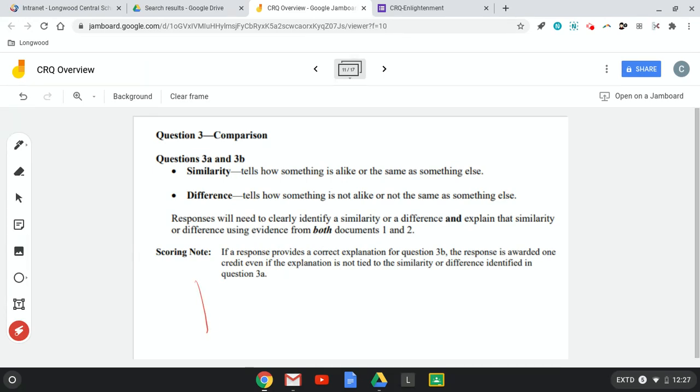That means one. Okay, so you can say something that's similar or something that is different, and that's okay. Just one. You do not have to do a similarity and a difference. It's just similarity or difference. Okay, so if you see a difference in the documents, talk about that. Make sure you cite your textual evidence. If you see a similarity, talk about that. Make sure you cite textual evidence.